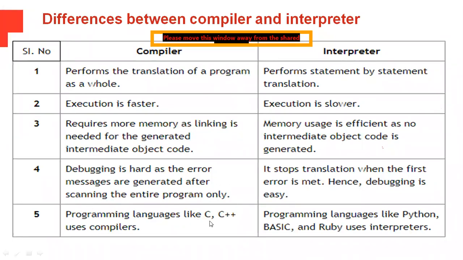Here the programming languages like C and C++ use compilers. So the programs in C language or C++ language use these compilers. Programming languages like Python, BASIC and Ruby use interpreters. In Python we use the interpreter because we check one by one. In a language you may or may not use them; we use whichever is convenient, a compiler or an interpreter. Both are translators, so we can convert high level language into machine level language. These are the differences between the compiler and the interpreter.